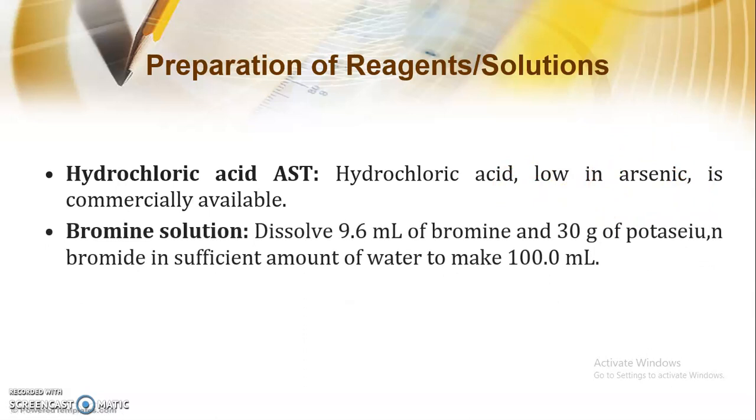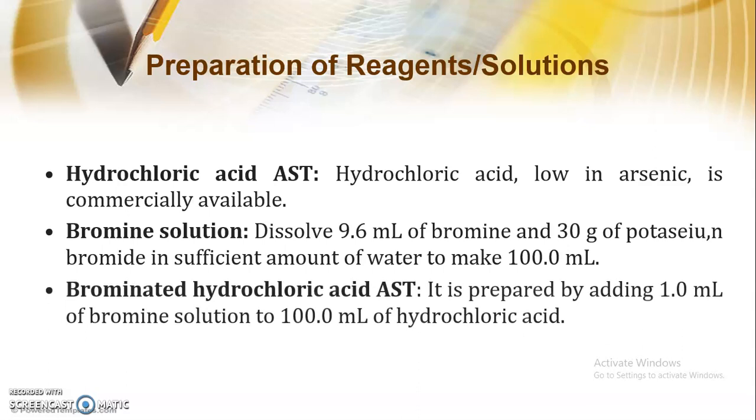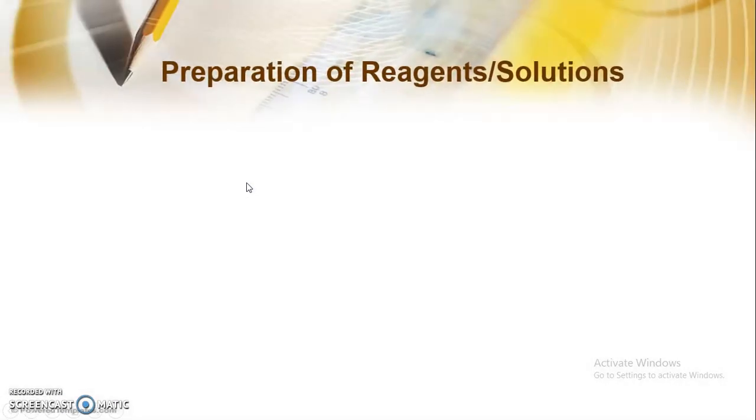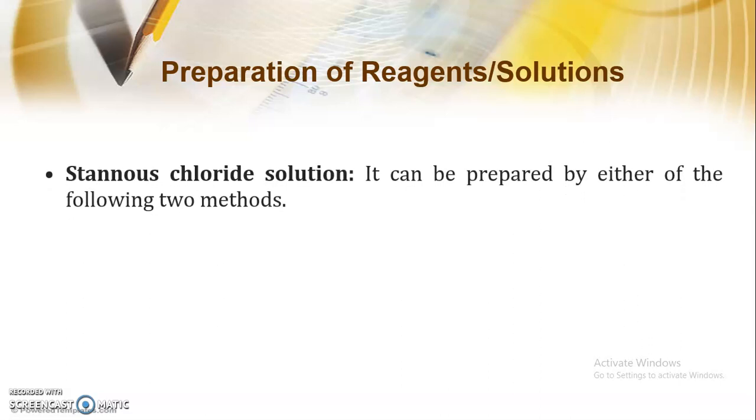Then bromine solution: dissolve 9.6 ml of bromine and 30 gram of potassium bromide in sufficient water to produce 100 ml. Then brominated hydrochloric acid AsT, which is a combination of this hydrochloric acid AsT and the bromine. It is prepared by adding 1 ml of bromine solution to 100 ml of hydrochloric acid AsT.